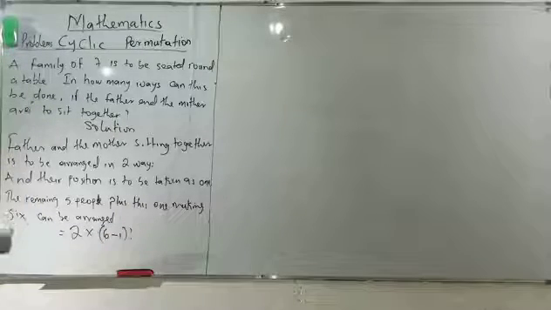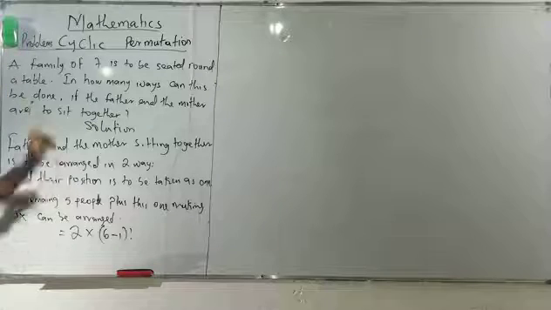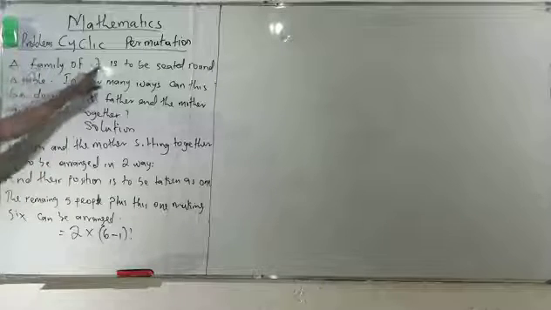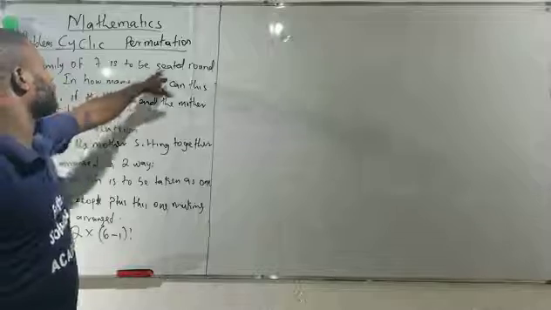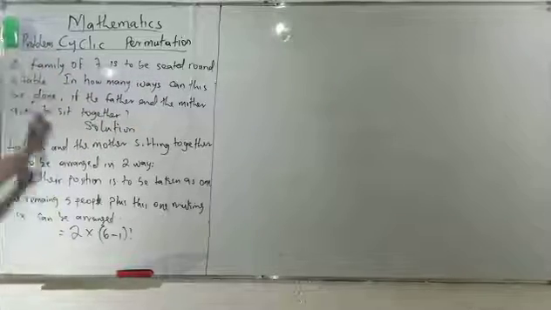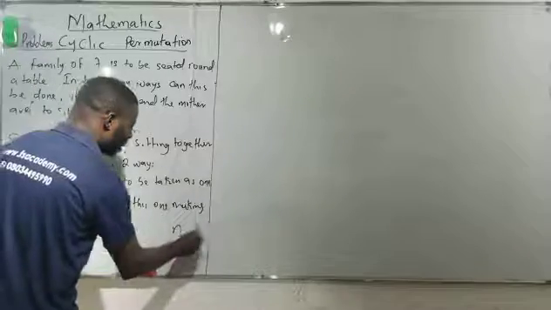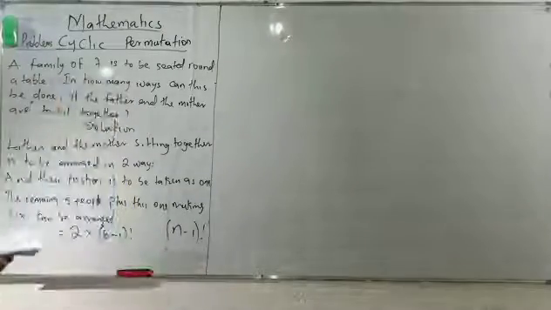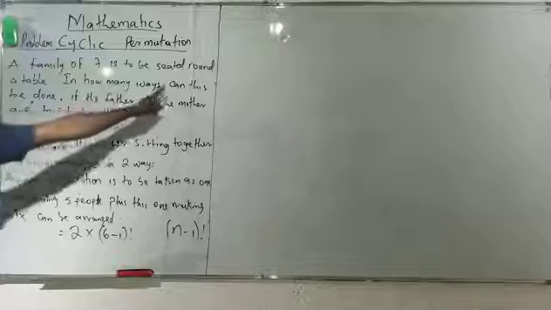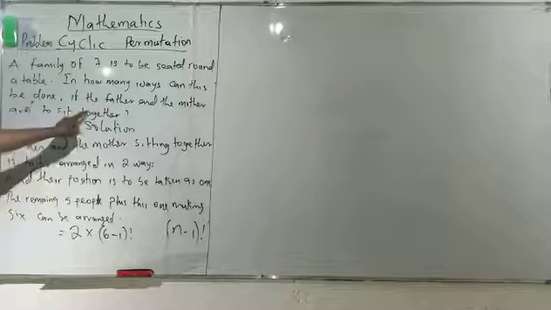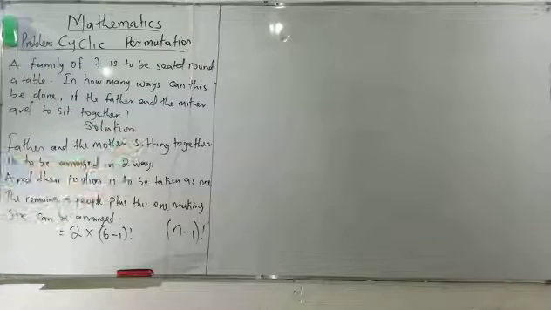Now, where is it 2? Look at it. A family of 7 is to be seated around the table. Don't forget, around the table. This is what I'm going to do. Around the table is n minus 1 bracket of factorial. Now, around the table, in how many ways can this be done if the father and mother are to be seated together?